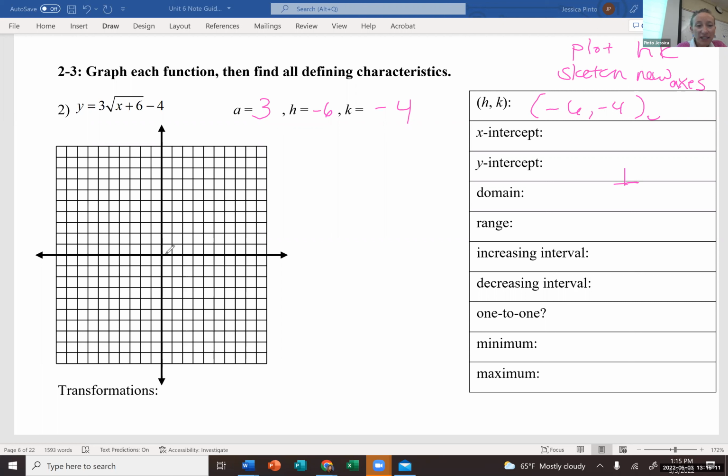So I'm finding -6, -4 on the graph. That's 1, 2, 3. Oh man, it's so hard to see. And then 1, 2, 3, 4. And then I'm going to sketch my invisible new x and new y axis. They're not asymptotes on this function. This function does not get asymptotes. It doesn't have that weird end behavior going on. So I'm just sketching this to help me orient. Okay, and now I have a new pretend x and a new pretend y axis.